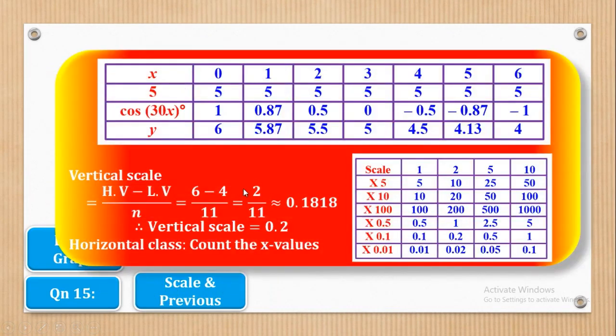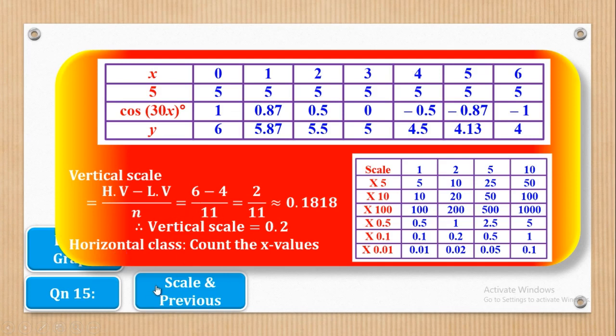So first of all, before you draw a graph, you have to first get the scale. So these are the values of x, and these are the values of y. So the scale is got by, we shall start with the vertical scale. We shall say highest value minus lowest value over number of spaces. So in this case, the highest value is 6, and the lowest value is 4. The number of spaces of the vertical scale are always 11.